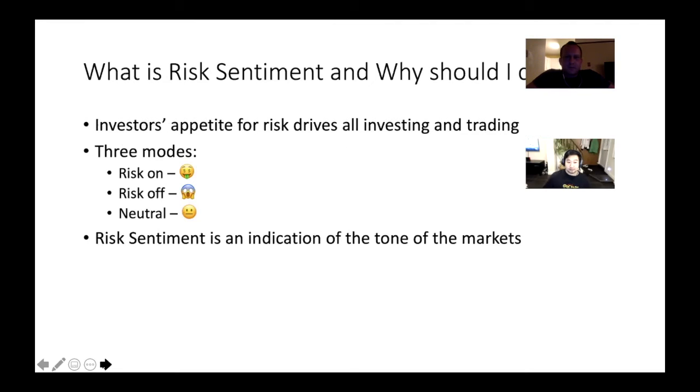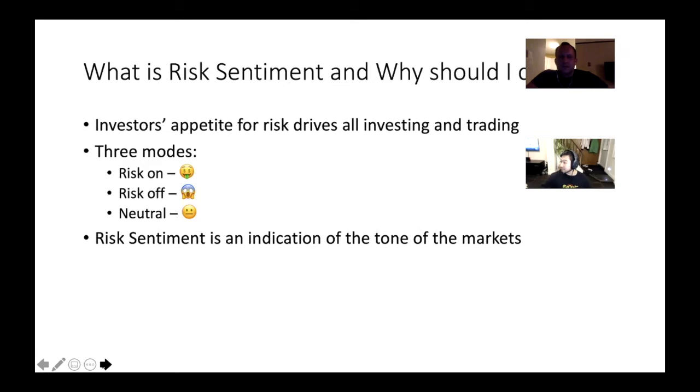So what is risk sentiment and why should I care? Well, basically, any investment is driven by investors' appetite for risk, okay? And there are basically three modes of risk sentiment. We have risk on. The risk on basically says that investors feel that given a certain amount of risk, they can get a reward that warrants that. So whatever they feel they could lose, whatever they could gain makes sense to do that, okay?